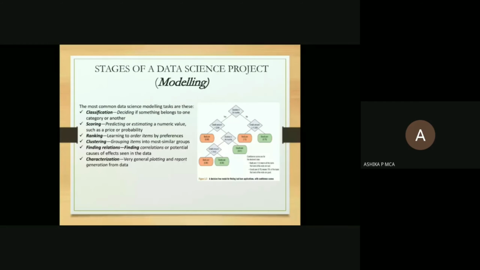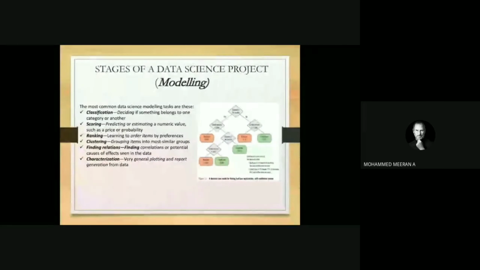Ranking means learning to order items by preferences. For example, if you are doing online shopping, definitely we will be seeing the rating. If the rating is high, definitely we will be buying the product. So that is called ranking. Clustering means grouping items. Not only grouping, we have to group the items with the most similar group.